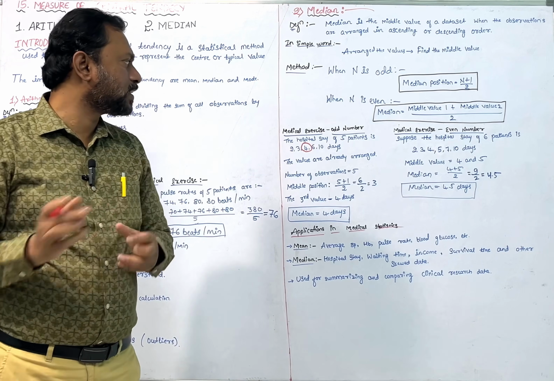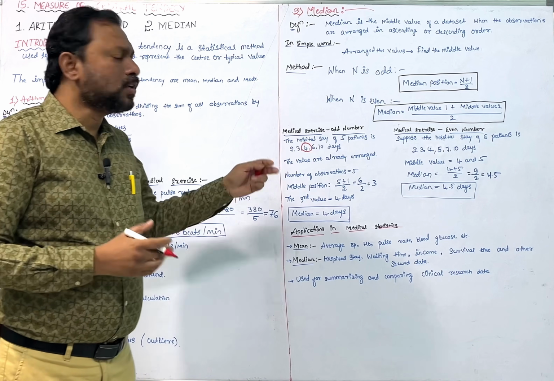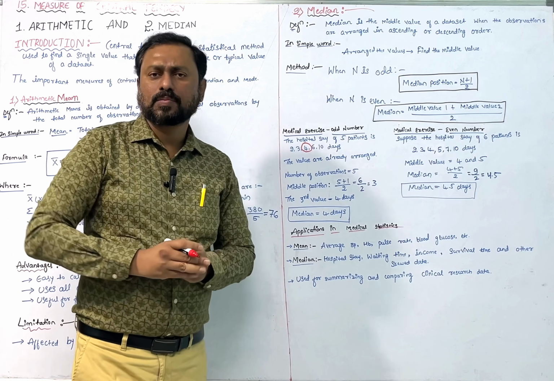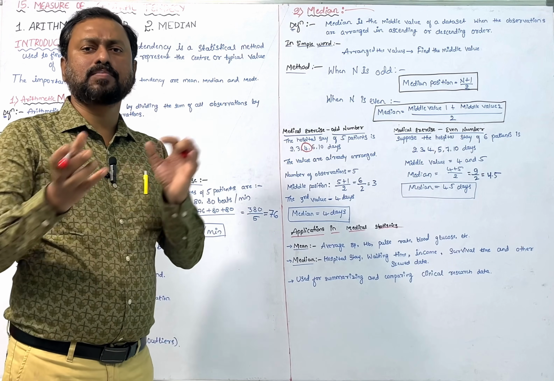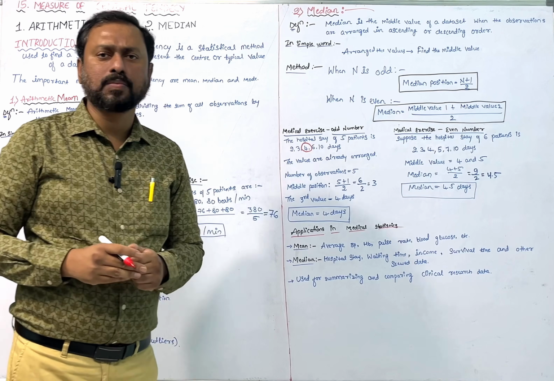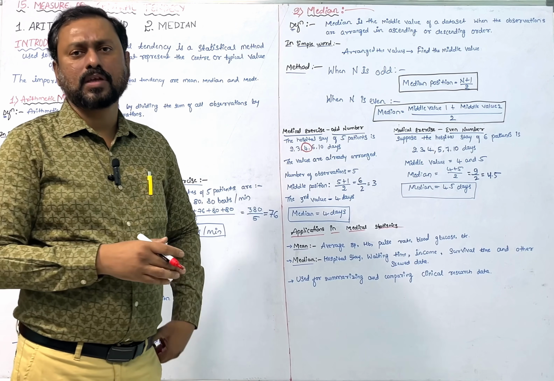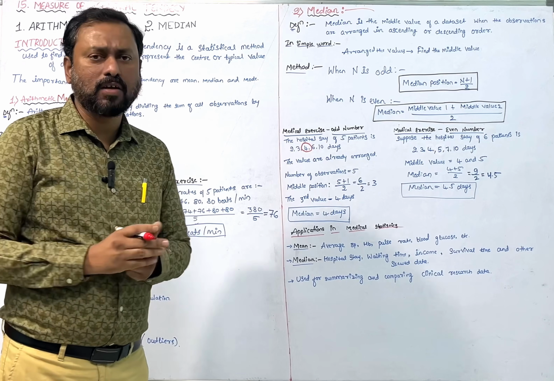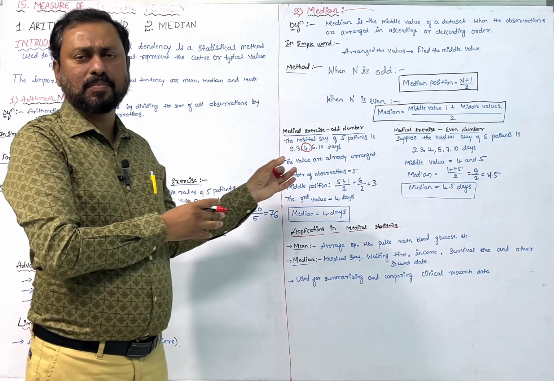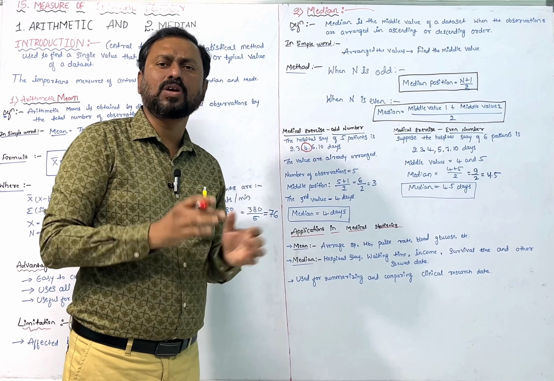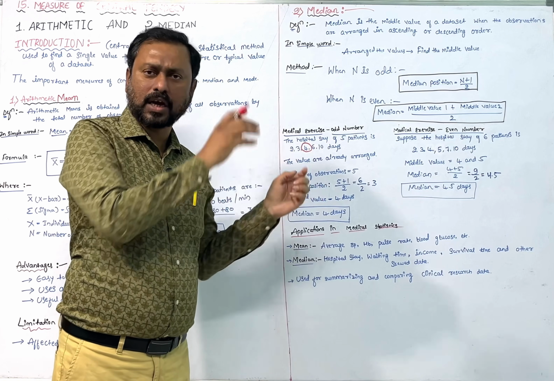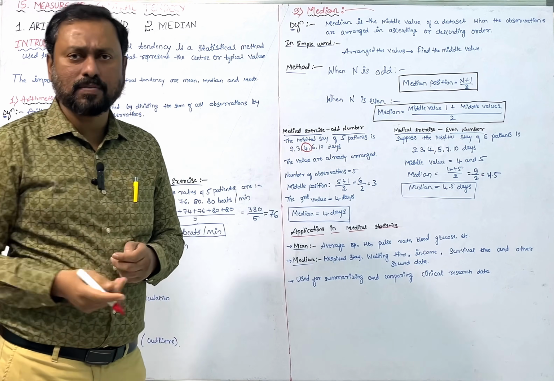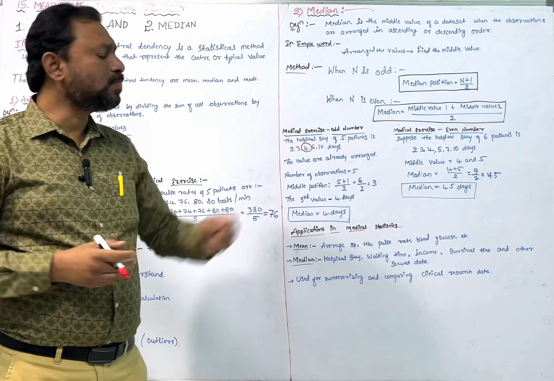A medical exercise. Consider that in your hospital, you have IPD patients, and you want to know how many days patients were admitted. Now you want to take the average or the middle value. Then you have to use these formulas and put in the values, and you will get the middle value, that is, the median.